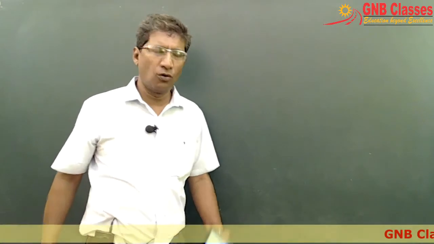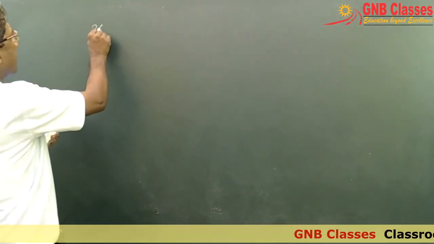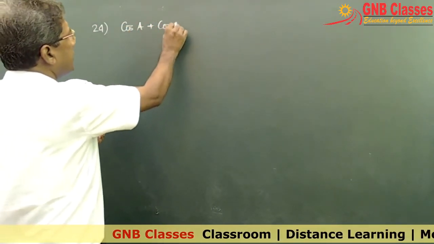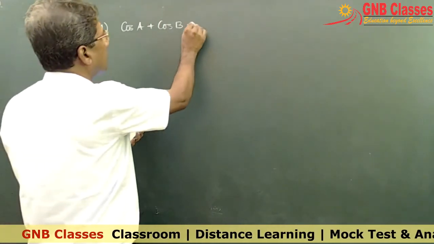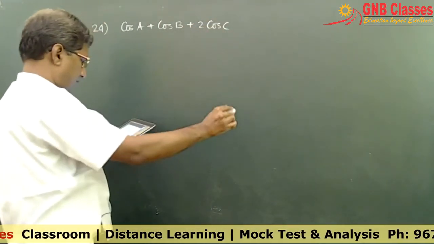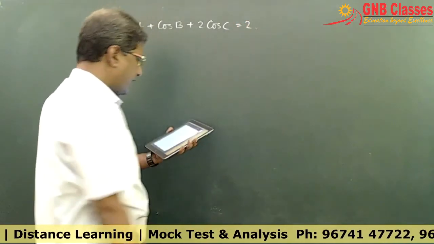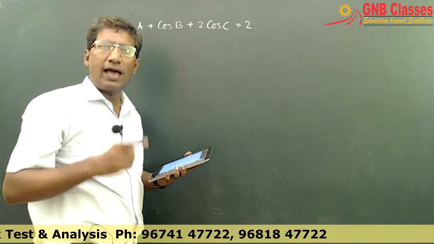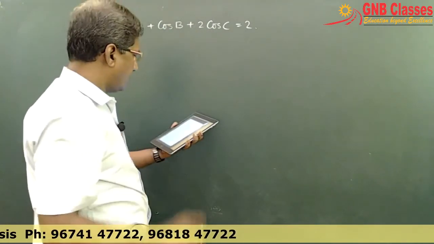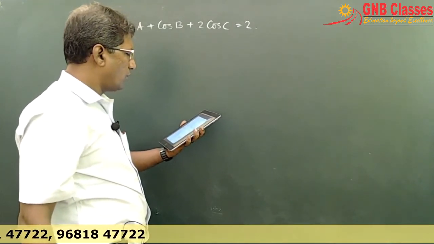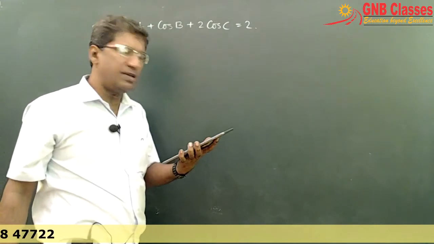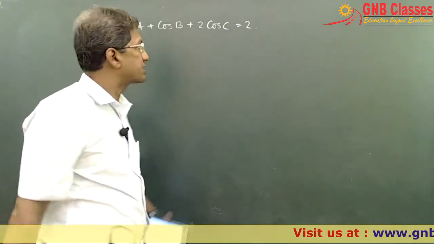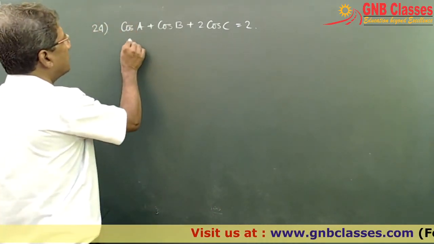In question number 24, they have given cos A plus cos B plus 2 cos C is equal to 2. Now A, B, C are basically the capital A, capital B, capital C. These are all the angles of the triangle ABC. Now we have to find that the sides of the triangle ABC are in, and the four options are AP, GP, HP, or none of these. Okay, so let us start the sum.